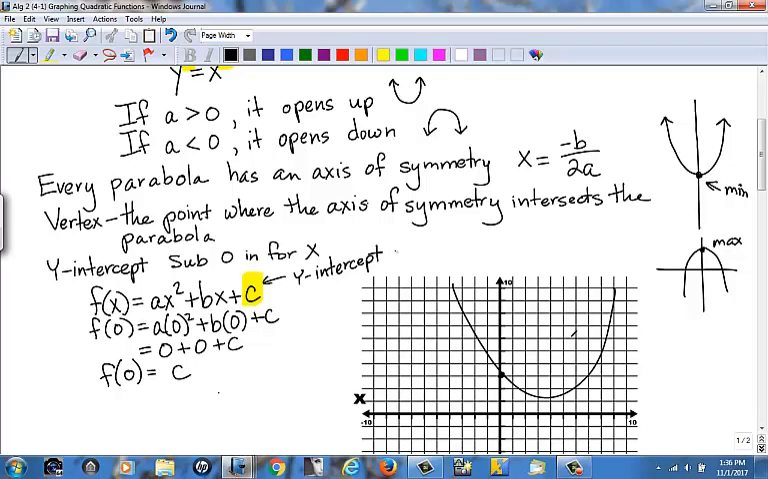Okay. What's that? Is going to be that c value. You don't have to do that anymore. You just know by looking at it. Yep. Okay. That makes it nice.